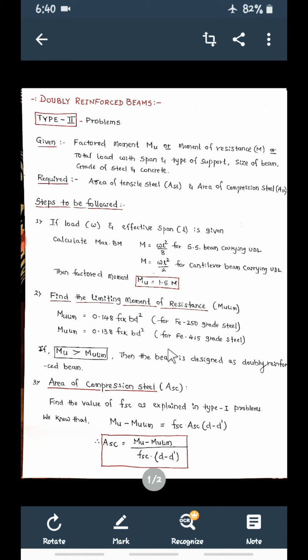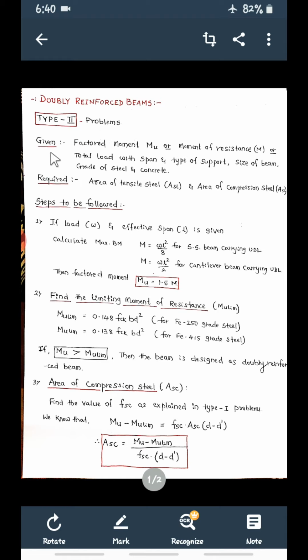In the previous class, we studied the type 1 problems, that is, for a doubly reinforced beam, how to find out the moment of resistance. Those problems are type 1 problems. Now, let us see the same doubly reinforced beam, but type 2 problems.